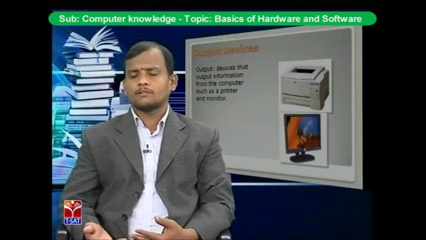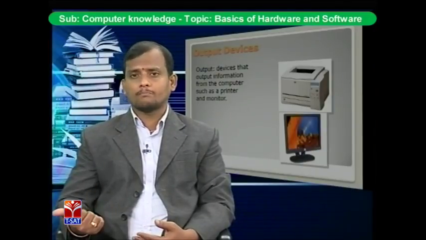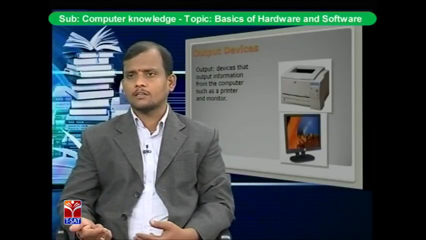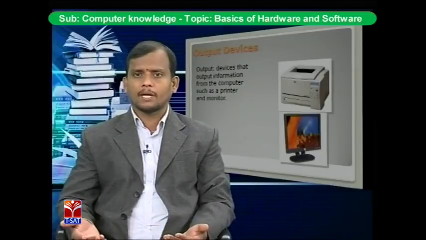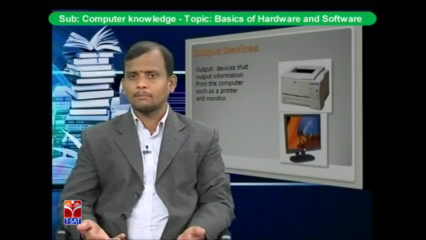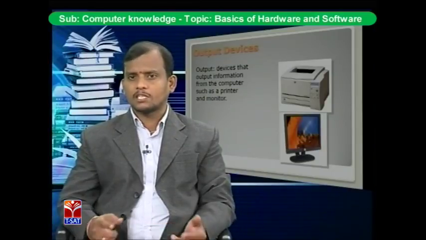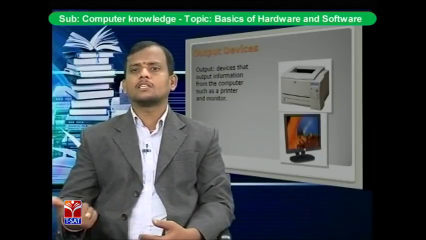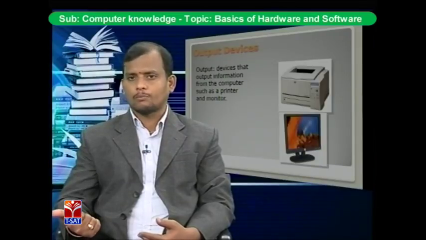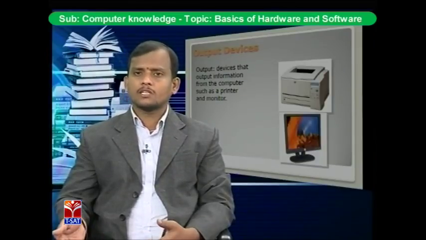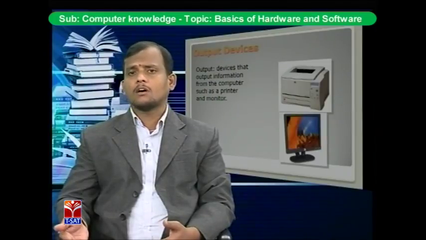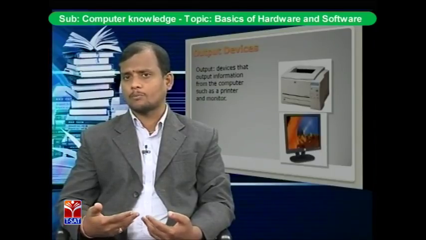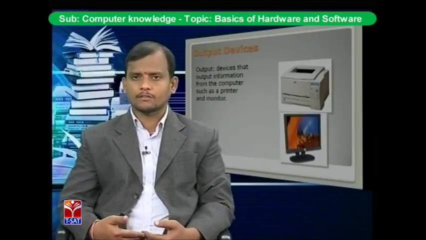If you want to print something, the computer will pass it to the printer, which is the output device. If you give input to display some image, the computer will pass it to the monitor, which will display the image. Or if you want to play some audio, it will go to the speaker as an output device. So output devices are the ones through which, after processing, you get the final product or final output. That is what we call output devices.